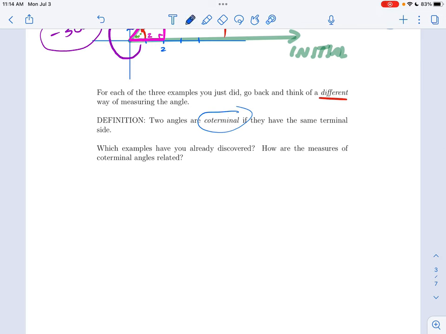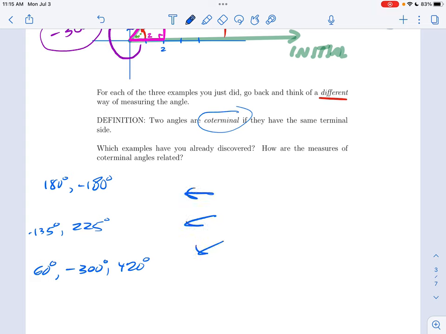So an example would be, what did we say? 180 degrees and negative 180 degrees are coterminal. Negative 135 degrees and 225 degrees are coterminal. 60 degrees or negative 300 degrees or 420 degrees are coterminal. And from a numerical point of view, what you might notice is we can get from one angle to a coterminal angle by just adding or subtracting 360 degrees. And you can do it multiple times if you want.